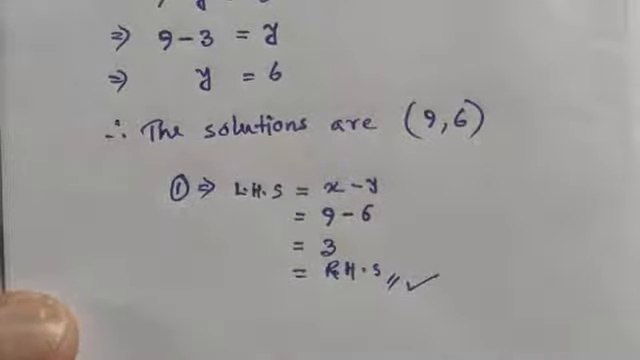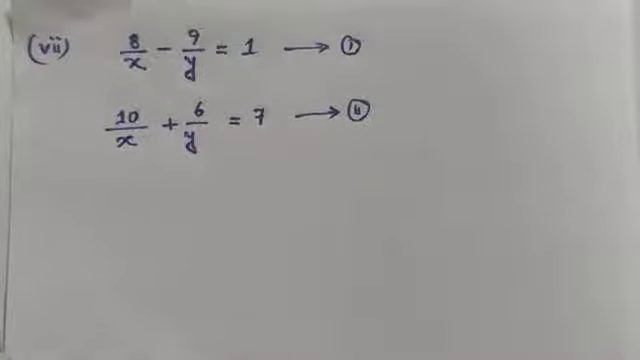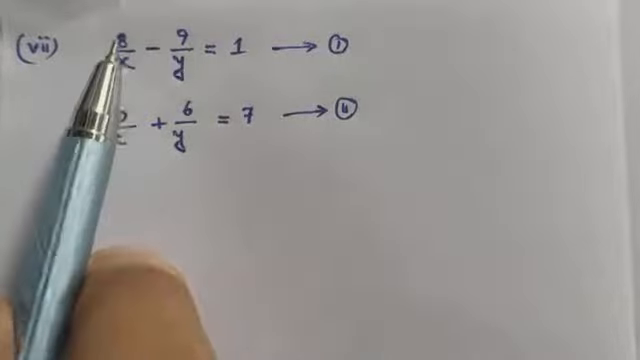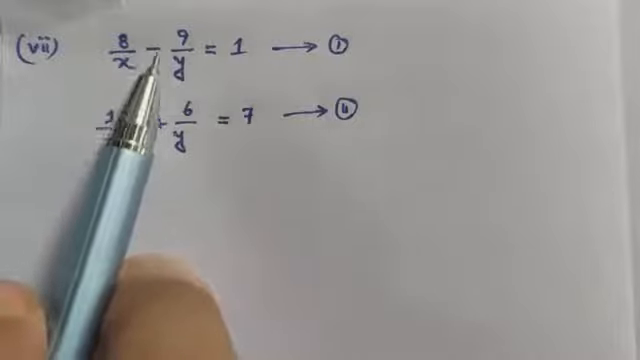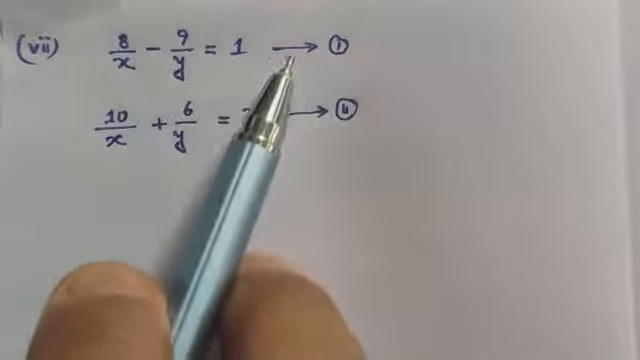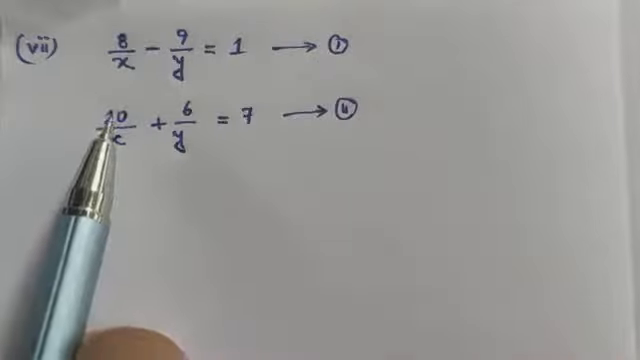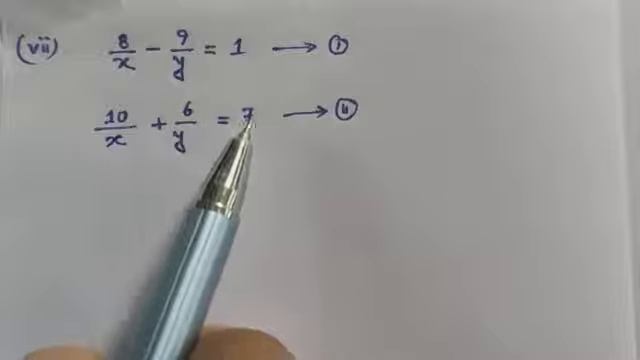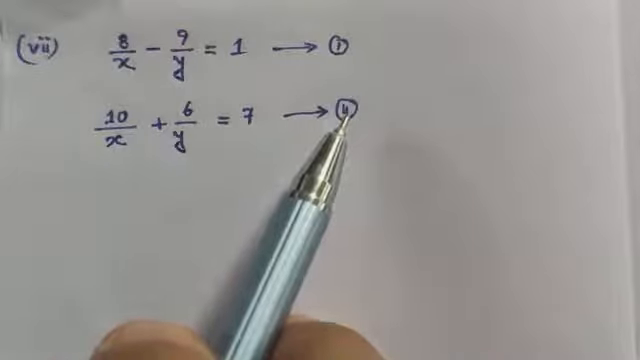Now let us solve the next question. Look at this, this is the next question, question number 7. Okay, and how to solve this equation? It's a very interesting one. We have 8 by x minus 9 by y is equal to 1. We have made it as equation number 1, and this is 10 by x plus 6 by y is equal to 7. So I have made it as equation number 2.